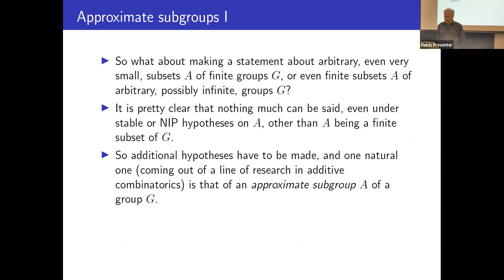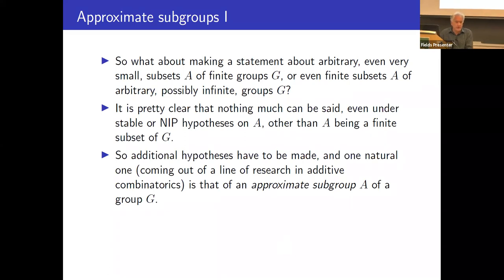And one natural hypothesis coming out of a line of research in additive combinatorics is that of an approximate subgroup A of a group G. I mentioned several hypotheses, but there are probably other things you can say; but this is a nice hypothesis.